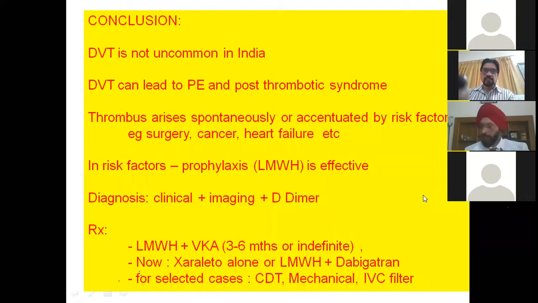So to conclude, DVT, as I said, is not uncommon. It can lead to pulmonary embolism and post-thrombotic syndrome, both of which are very troublesome. It can be provoked or unprovoked. With risk factors, you should give prophylaxis. Again, prophylaxis in DVT is a complete talk in itself. Diagnosis is by clinical pretest Wells criteria, D-dimer, and imaging, and that will clinch the diagnosis. Treatment is anticoagulants, and along with that, in selected patients, you may do a thrombolysis with or without a mechanical device. IVC filter in very, very limited cases.